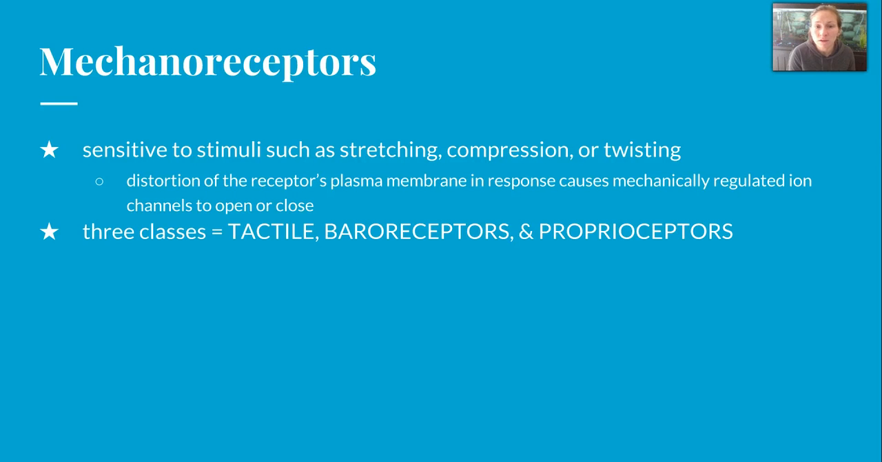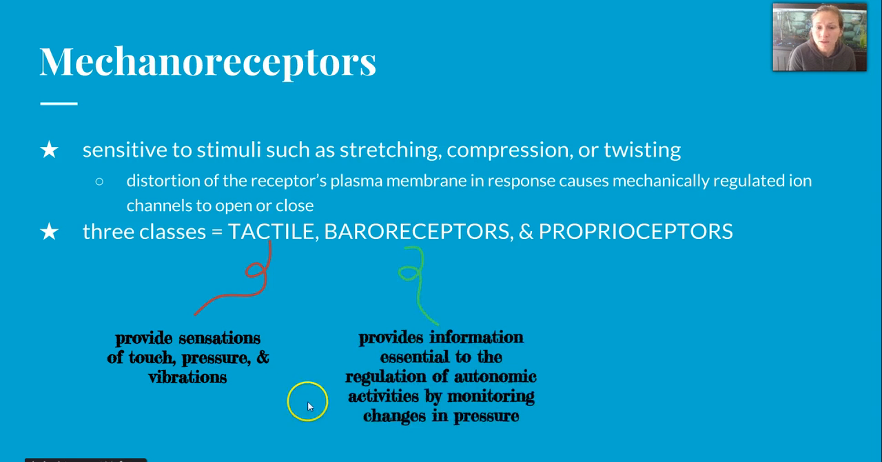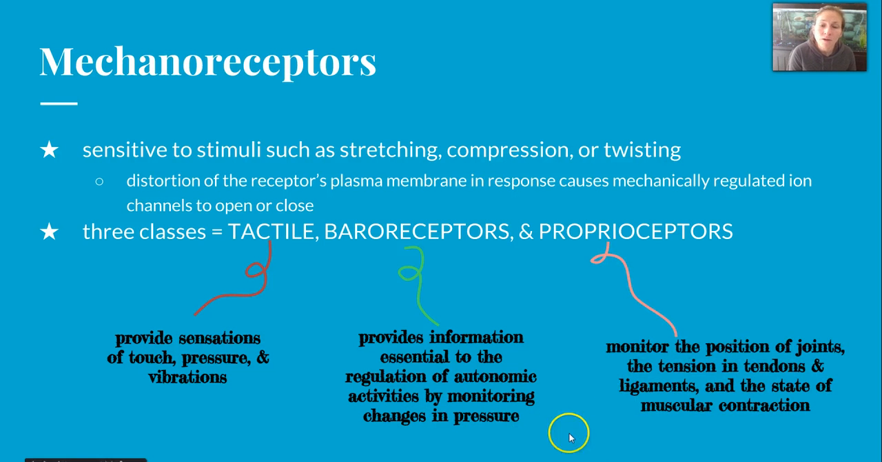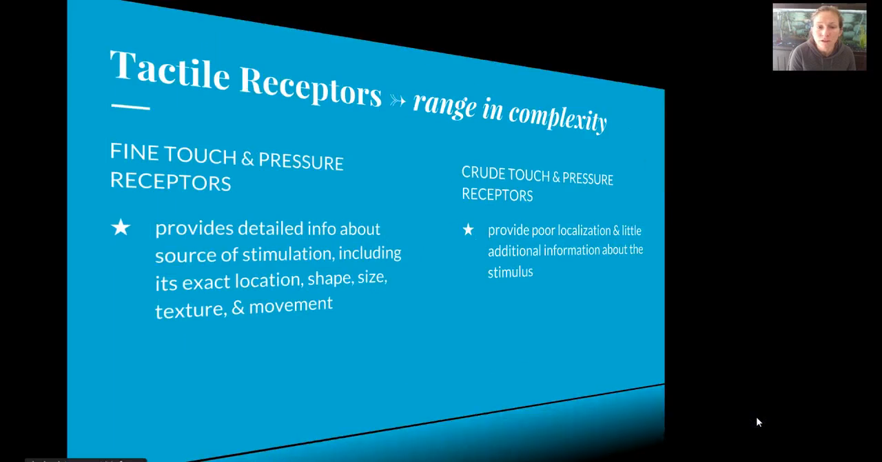Mechanoreceptors are sensitive to stimuli such as stretching, compression, or twisting. There are 3 classes. The tactile receptors provide sensations of touch, pressure, and vibrations, while the baroreceptors provide information essential to regulation of autonomic activities by monitoring changes in pressure. You'll see some overlap with pressure in all 3, but the pressure is of a different context in each one. Our proprioceptors monitor the position of our joints, tension in tendons and ligaments, and the state of muscular contraction.